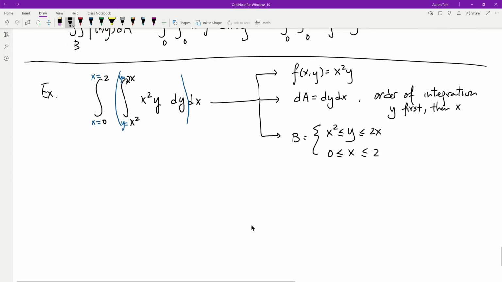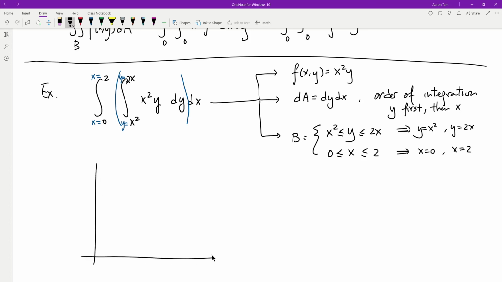So it seems to me that this tells me that y has the gap between y equal to x squared and y equal to 2x, and x has the gap between x equal to 0 and x equal to 2. So let's see if we can draw B. Let's do a quick sketch of region B.